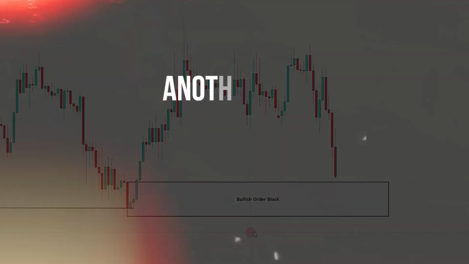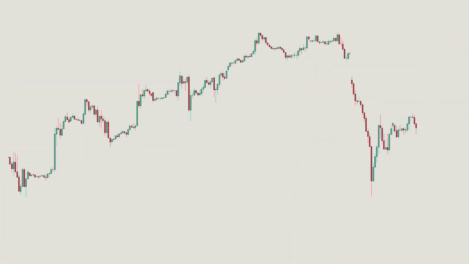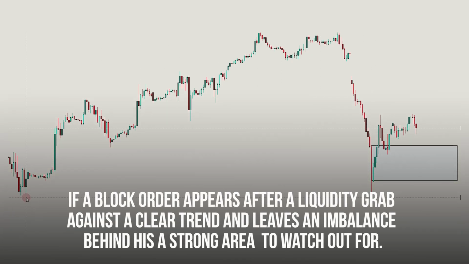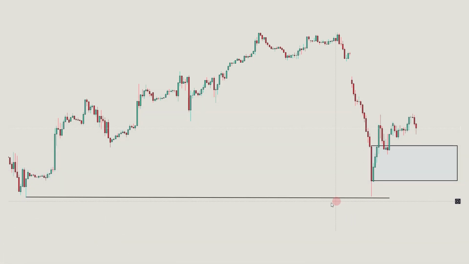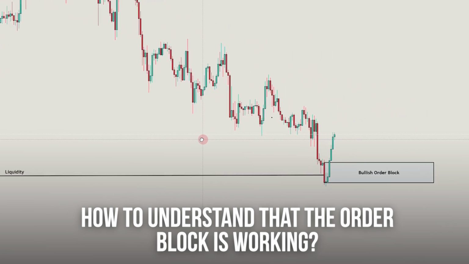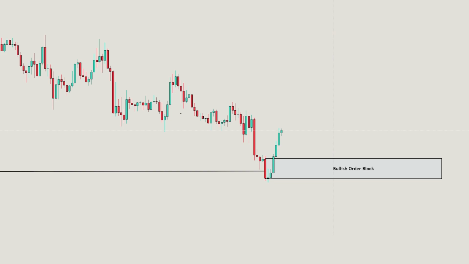Another key point is context. You can't just take any candlestick before an impulse and call it an order block. So it's important to take into account where exactly it occurs, what trend there is in the market, and how the price behaves around this zone. If an order block appears after a liquidity withdrawal, on the background of a clear trend and leaves behind an imbalance, it is already a strong zone, which is worth being considered. And now the main question arises: how to understand that the order block is really working, and what to do with it further. Let's talk about the conditions that strengthen the order block and how to filter out weak zones.